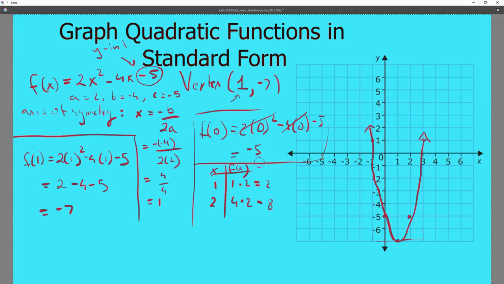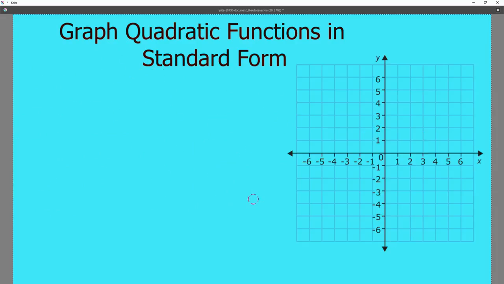So always use this pattern and then multiply it by a. That gives you how far up and down you should go. See, 1 times 2, and then 4 times 2 gives you 2 and 8. I'll do one more.